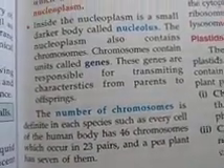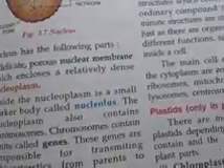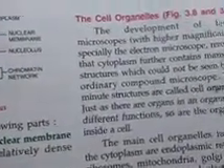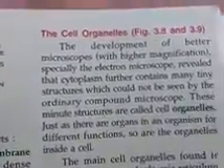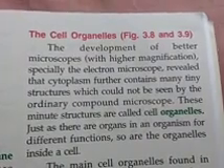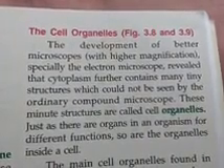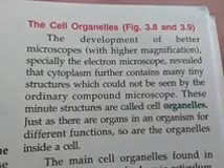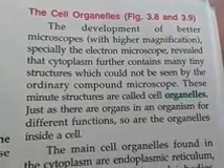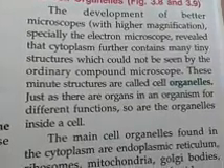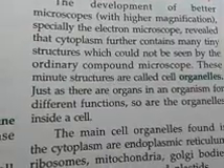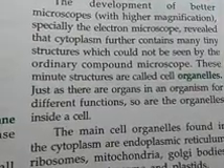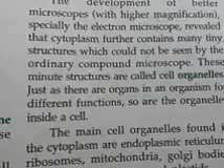As the days went by, gradually the microscope also developed. With time came the electron microscope, and it revealed some more specific structures present within the cell. These smaller structures were called the cell organelles.